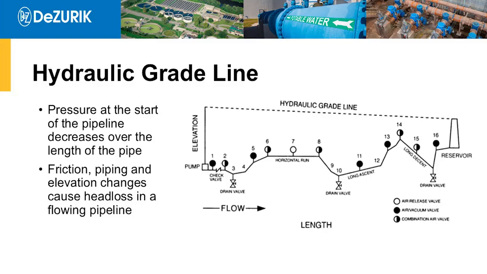Pressure at the beginning must be high enough so it will still be greater than the elevation at the highest point along the pipeline. If it isn't, there won't be enough pressure to push the liquid over the hill, so to speak, so flow could stop.